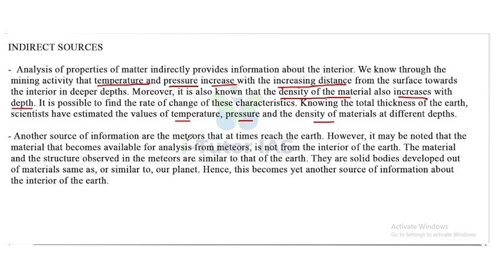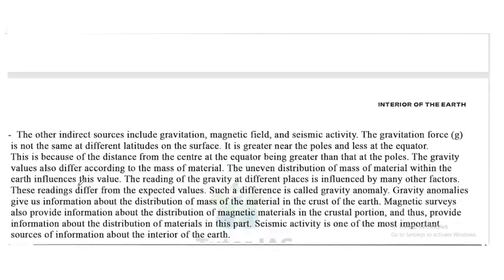Next one. Another source of information are the meteors that at times reach the Earth. However, it may be noted that the material that becomes available for analysis from meteors is not from the interior of the earth. The materials and the structure observed in the meteors are similar to that of the earth. They are solid bodies developed out of material same as or similar to our planet. Hence, this becomes yet another source of information about the interior of earth. Okay, so the meteors are another source of information.